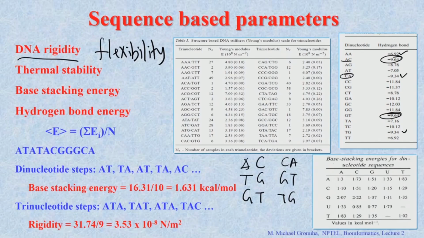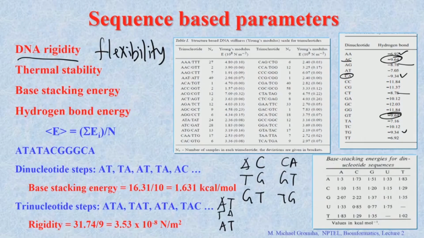12. So, AG and CT will be the same, and this is 7.05. This is AT. You get the same one if you take TA and AT. If you take AT, what is the complementarity? TA. If you reverse AT, you get the same. So, you will get about 10 pairs. So, this is for the dinucleotides.